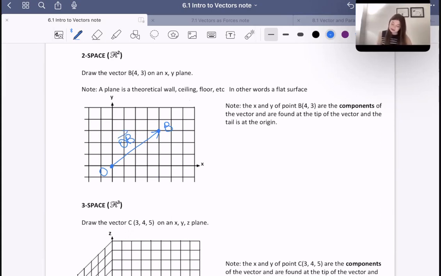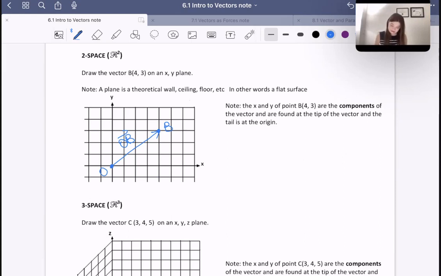And here it says note the x and y of point B (4, 3) are the components of the vector and are found at the tip of the vector, and the tail is at the origin, right? So we start at the origin, we go up to B for this vector.